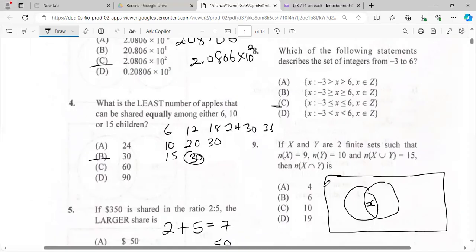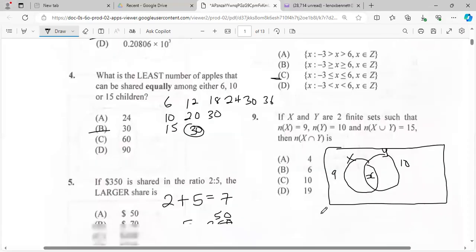So now, I can call that one x, which is the big X and the big Y, right? And this is 9, this is 10. And when you combine everything, you get 15 and they want to find x. So what you can see, the number in x plus the number in y, minus the union of x and y, must equal the union.